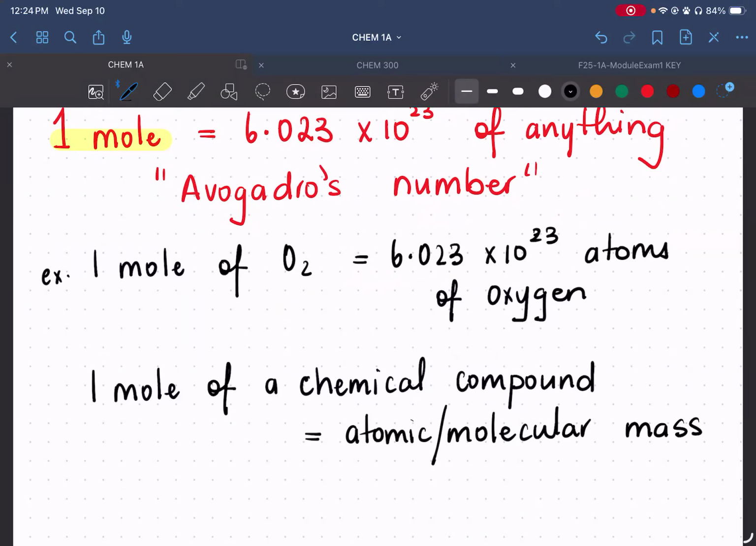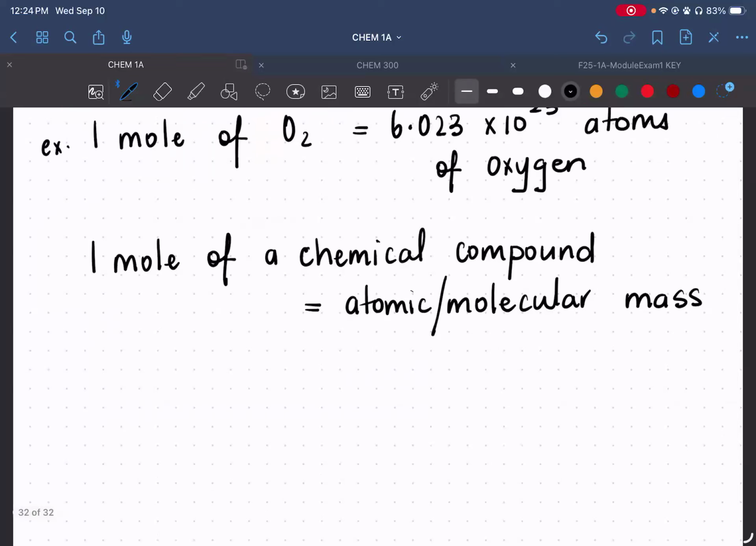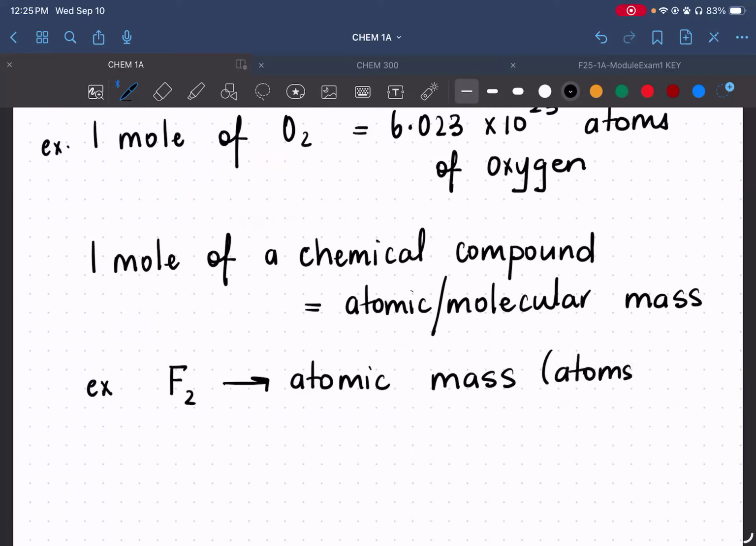Now that word right there, I see your hand, Joel, I'll give you a second. That word right there, molecular mass, that's not a term that we've regularly used before, but I just want to define the use of atomic versus molecular. If I were talking about something like, let's say fluorine, F2, we would use atomic mass. Why? Because it's a single kind of atom, fluorine. Even though there's two of them, it's still just fluorine. So we would use atomic mass and we would describe this as atoms.